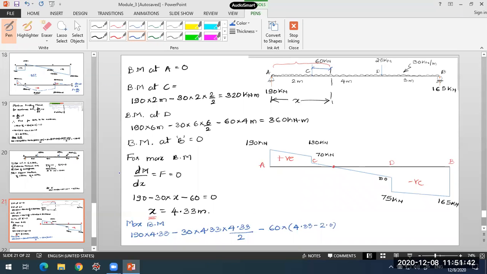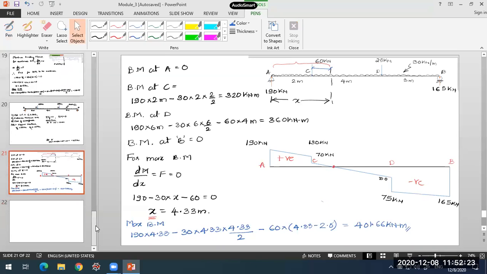Can anyone give me how much this comes out to be? Sir, 401.66. Okay, so this is 401.66 kilonewton meter. This is the maximum moment. Where is it maximum? At this particular point, at a distance of 4.33 meters from point A. This is how you get the value of maximum bending moment.